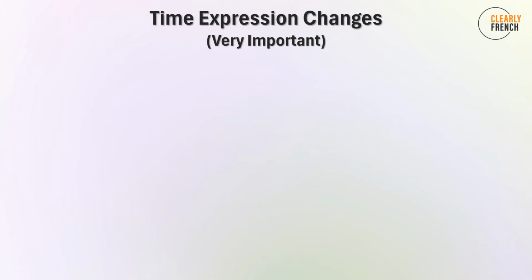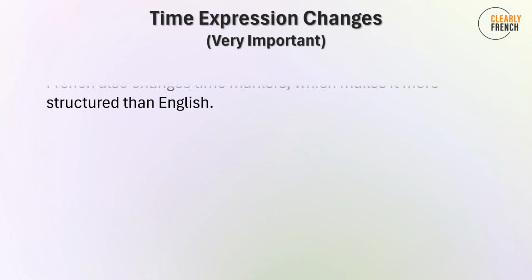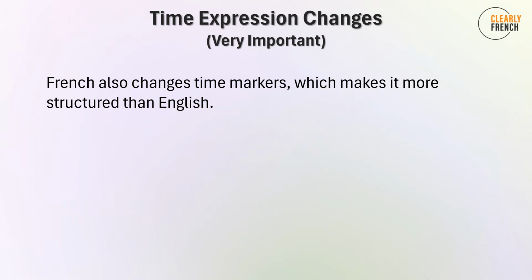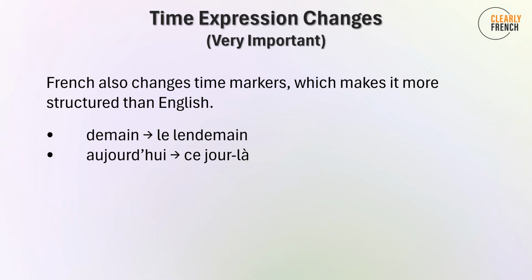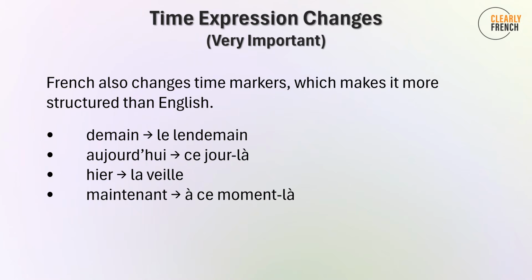This is important. Every time you use reported speech in the past, the time expression will change. In that sense, it makes French more structured than English because you don't necessarily do that in English. For instance, demain will become le lendemain, tomorrow, the next day. Aujourd'hui will become ce jour-là, today, that day. Hier will become la veille, yesterday, the day before. Maintenant will become à ce moment-là, now, at that moment.